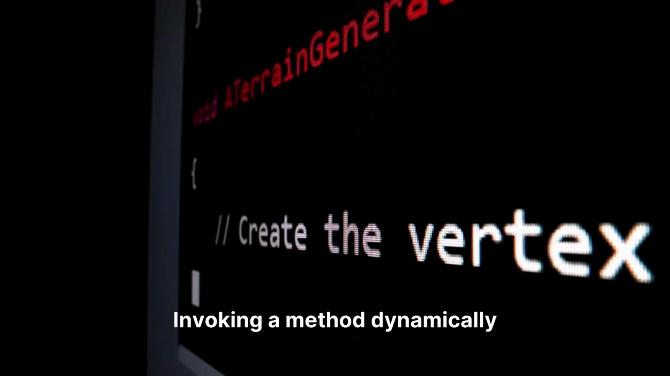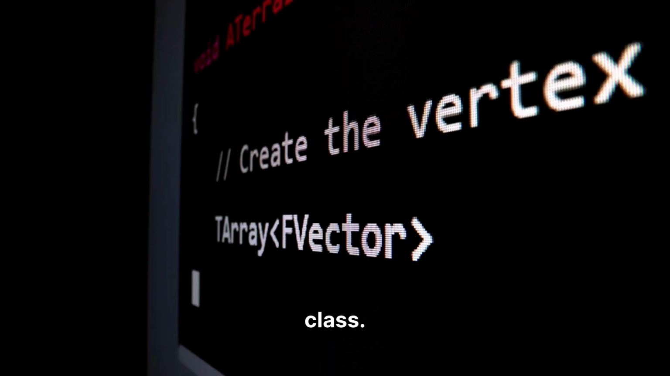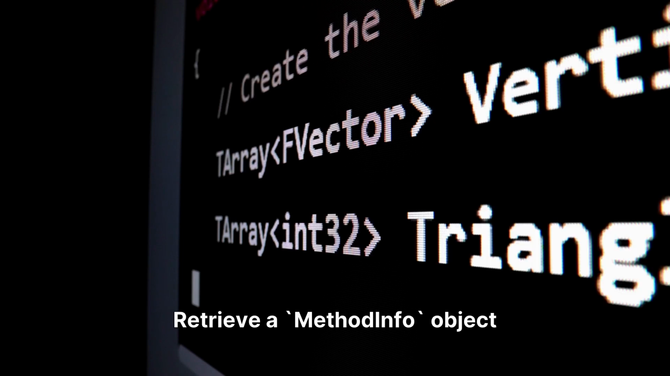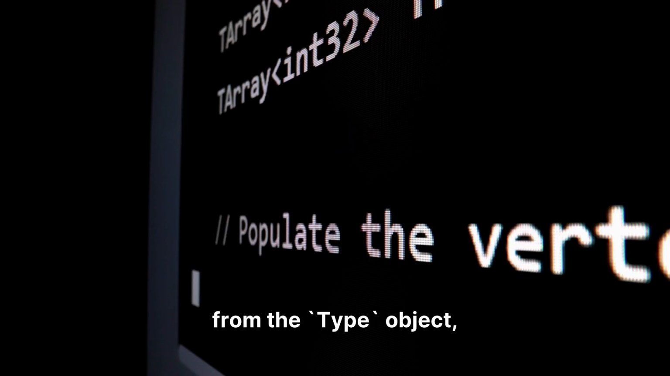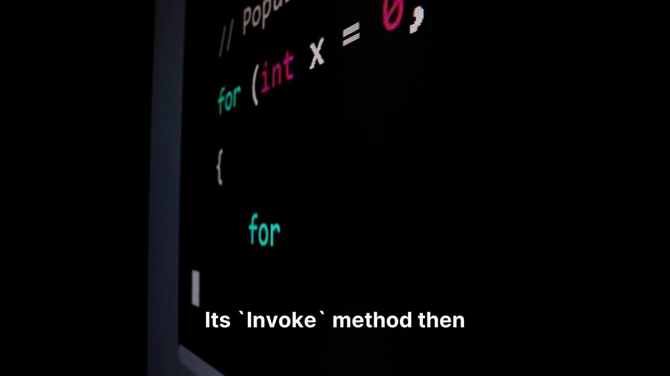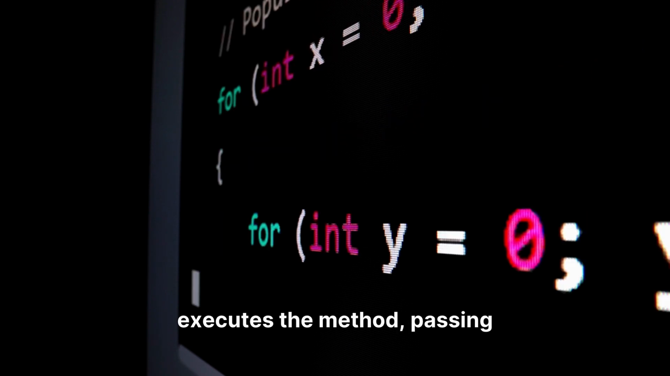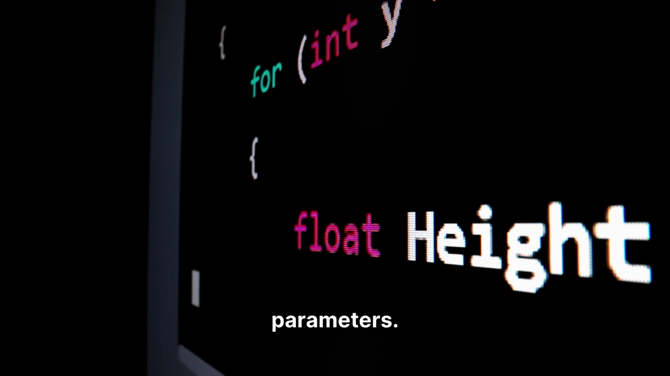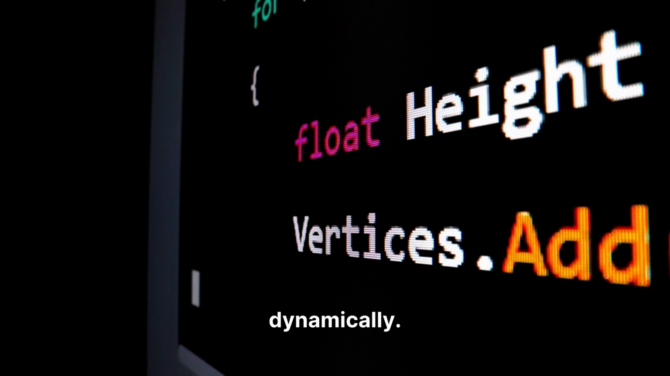Invoking a method dynamically involves using the MethodInfo class. Retrieve a MethodInfo object for the target method from the Type object, for example, GetMethod. Its Invoke method then executes the method, passing the object instance and parameters. This enables calling methods whose names are determined dynamically.